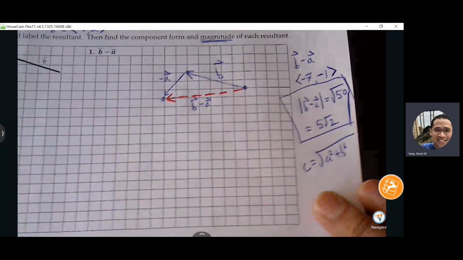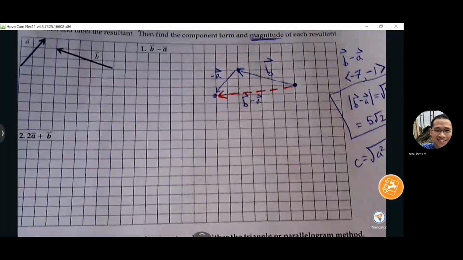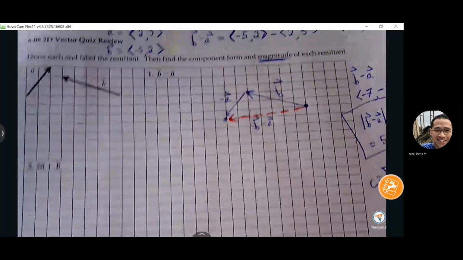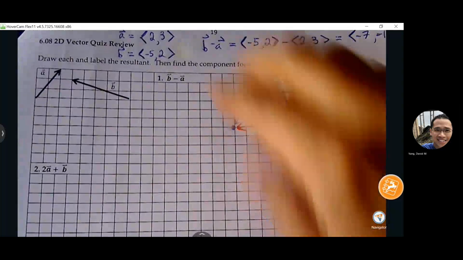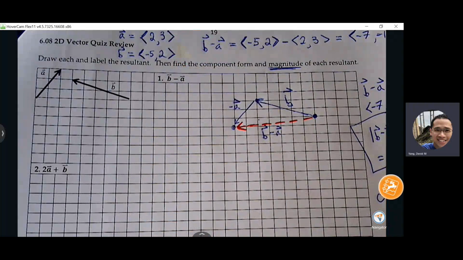Okay, you guys want to try number 2 and I'll work alongside you guys. So it's nice having component form, right? You can just use those numbers to figure out where to move.